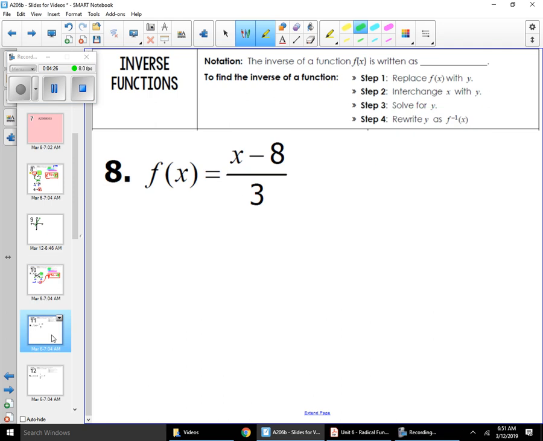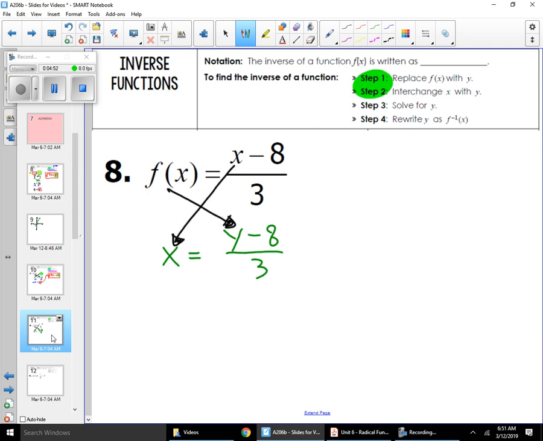Let's kick it up just a notch. Now I'm looking at an original function that has more than one operation going on. It's the same series of steps, replacing that f of x with a y and then flip-flopping the x and the y. So I will now have x equals (y minus 8) over 3. Again, f of x is really just a y, and I'm also switching places. So step 1 and step 2, I do at the same time to save myself a bit of space.